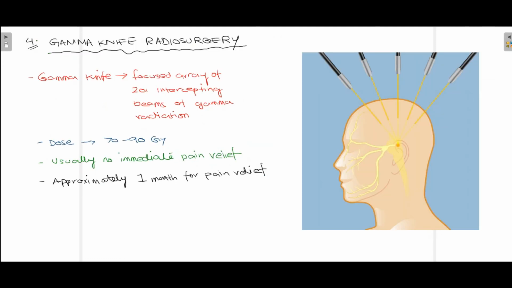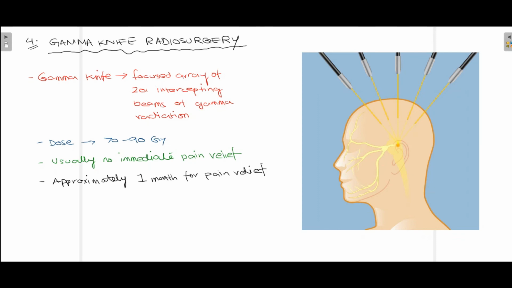Now moving on to the fourth surgical treatment option for such patients, which is gamma knife radiosurgery. This is also a minimally invasive surgery. It involves different intersecting beams of gamma radiation. As you can see, these beams of gamma radiation are targeted towards the trigeminal nerve root, and the dose is around 70 to 90 Gy. This dose helps to target the nerve fibers, especially the pain nerve fibers, and destroys them or injures them partially in order to provide relief to the patient.